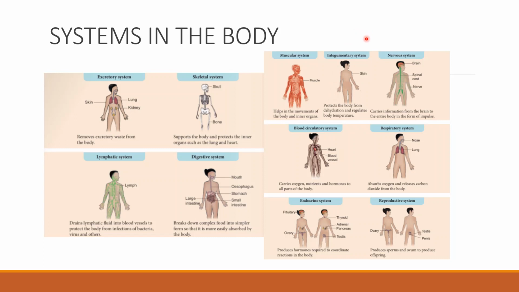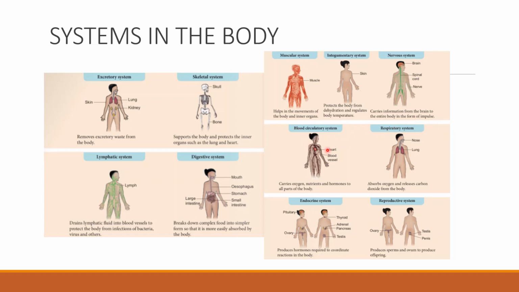So there's the integumentary system, which is basically your skin. It protects the body from dehydration and regulates body temperature. Then there's the nervous system, which consists of the brain, spinal cord, and nerves, and for extras, the peripheral system, which is not the central nervous system but the side system. It carries information from the brain to the entire body in the form of impulses. The more accurate term would be electrical impulse, but I think you can write impulse for now.